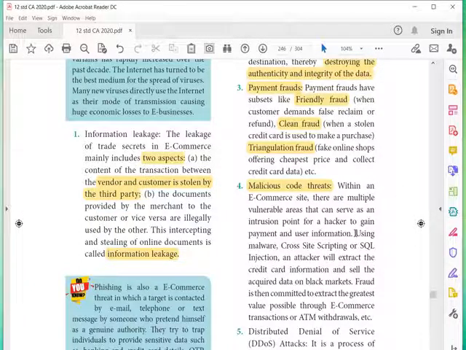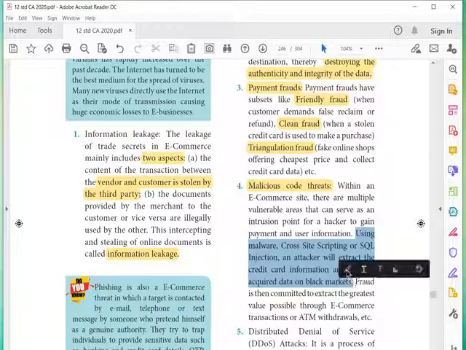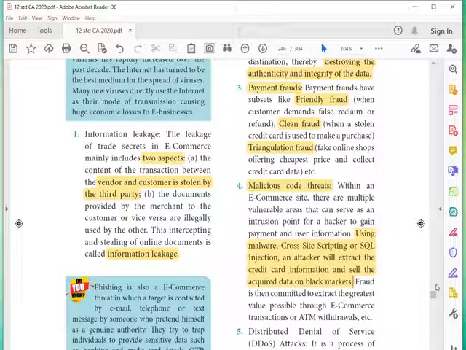So they use techniques like malware, cross-site scripting or SQL injection. An attacker will extract the credit card information and sell the acquired data on the black market. So while we are using an e-commerce site, if our information is taken by the hackers, it is said to be a malicious code threat. Using the code, they are taking the information, but we are unaware of it because we cannot identify the difference between the fake code and the original code.